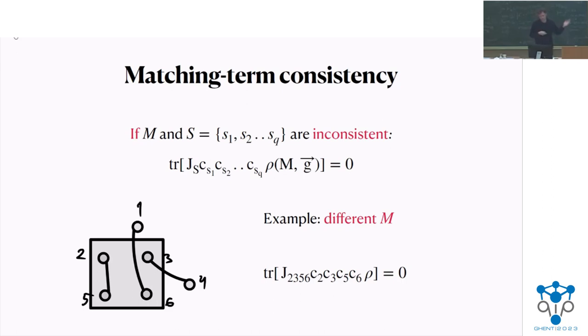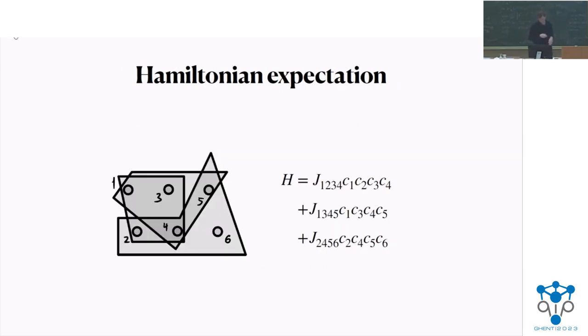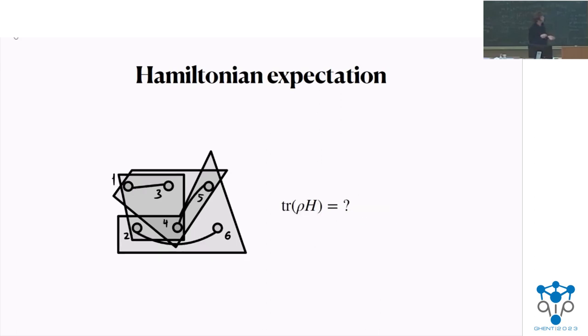Okay, so this is very nice. If the matching and term are inconsistent, this is very simple. Fantastic. So let's do an exercise for this Hamiltonian. In this Hamiltonian, we have these 3 terms. Now let's draw this matching. For this particular matching, you might notice that this square 1, 2, 3, 4 is inconsistent, while the other 2 terms are consistent with this matching.